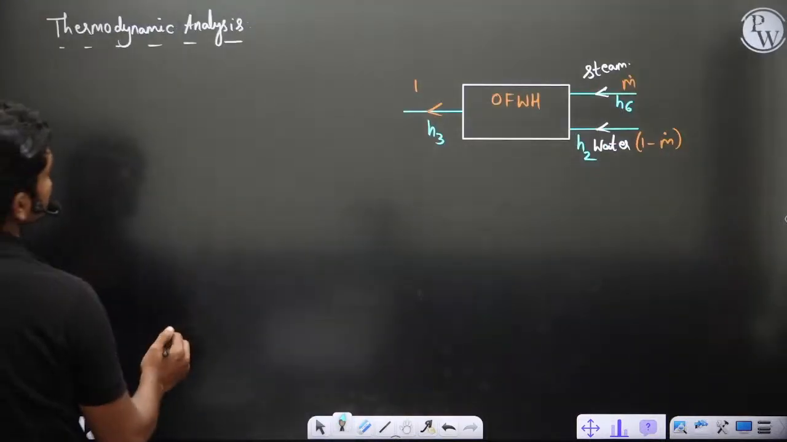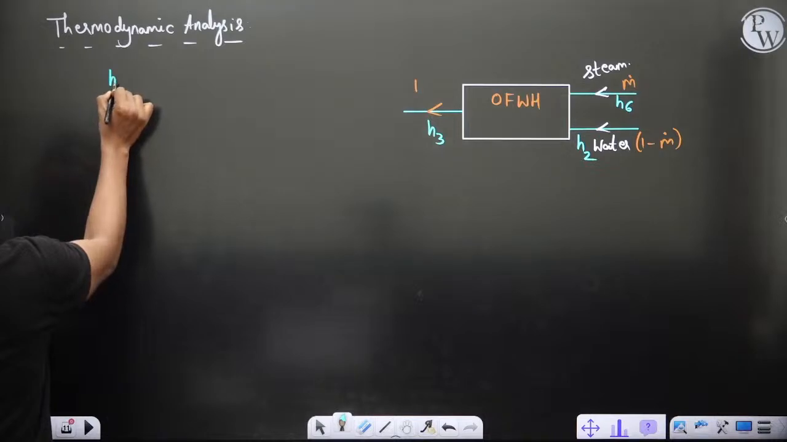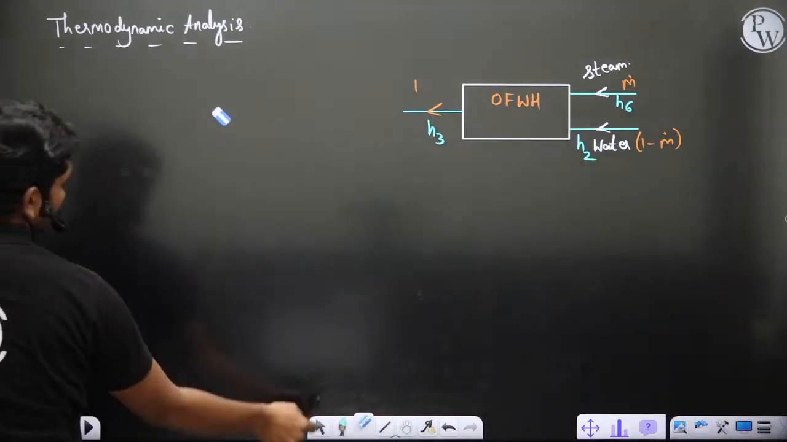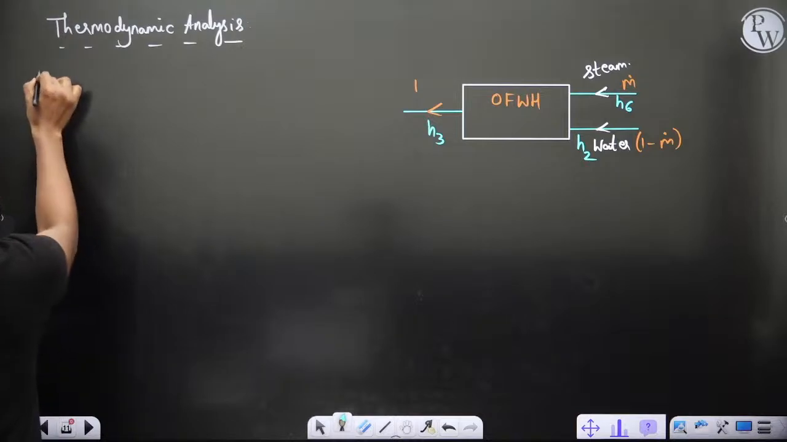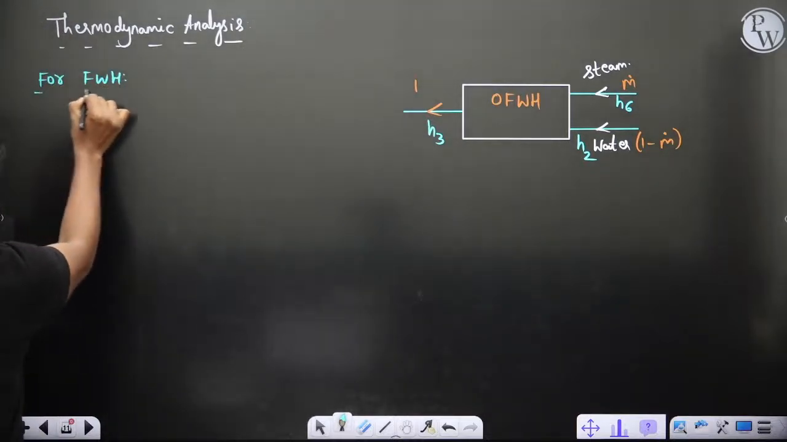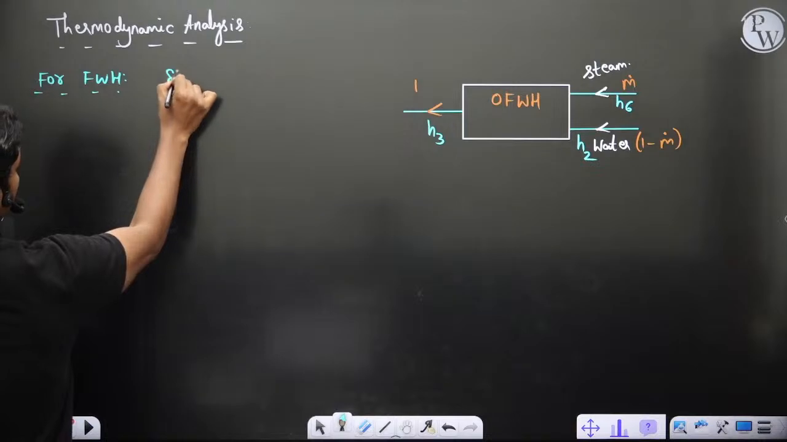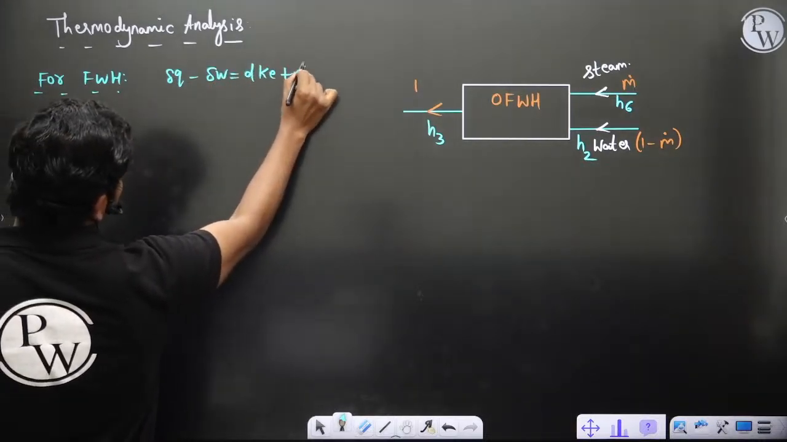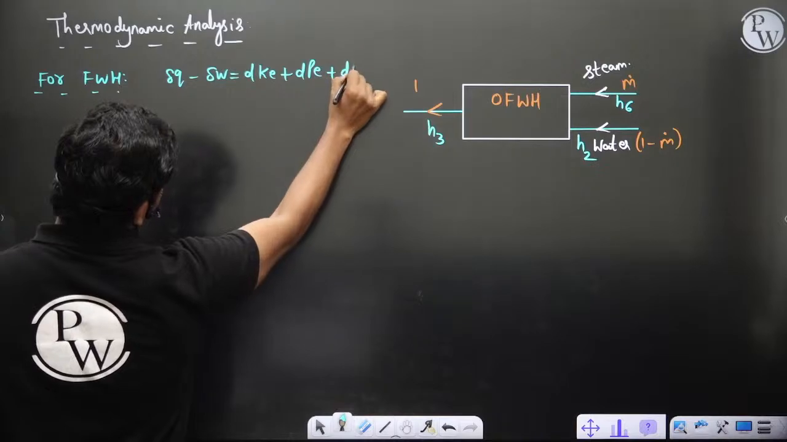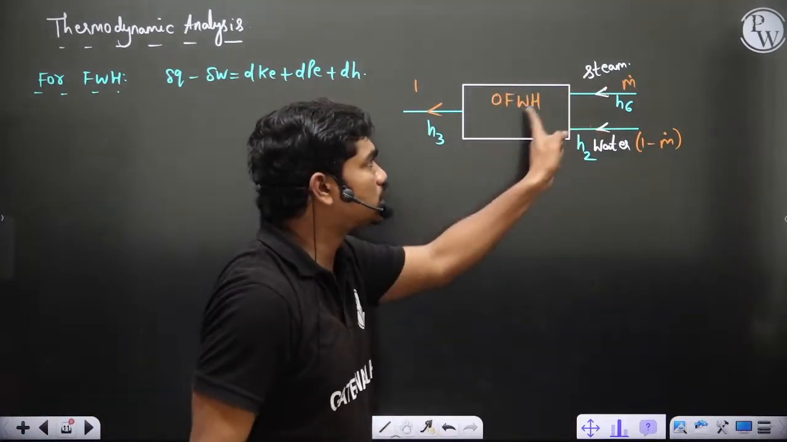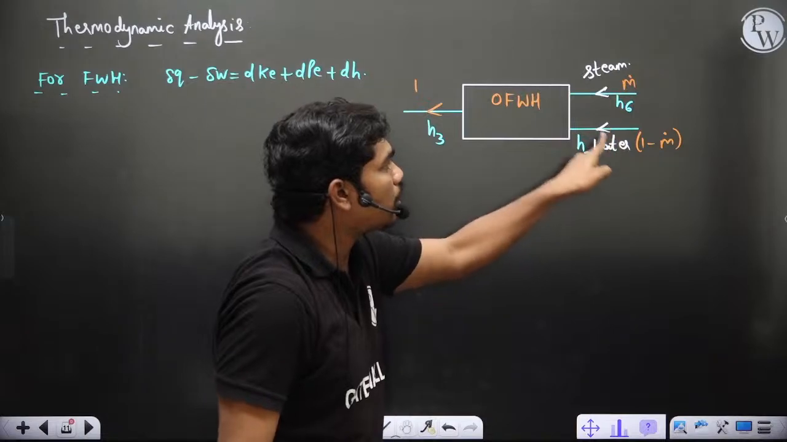So this is the equation. H3 is equal to, because if you apply energy conservation, Q dot for the feed water heater, del Q minus del W is equal to change in kinetic energy plus change in potential energy plus delta H. Clearly these heaters are insulated because you don't want this heat to be lost. You want this complete heat only to heat this water.